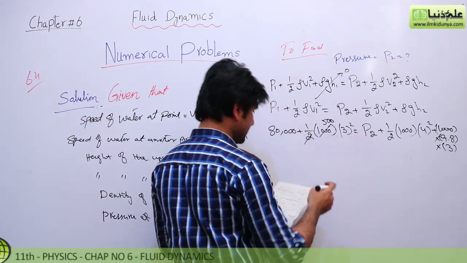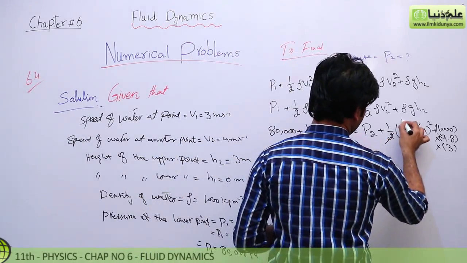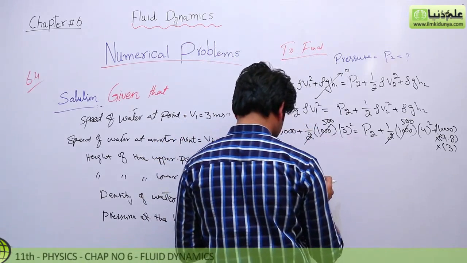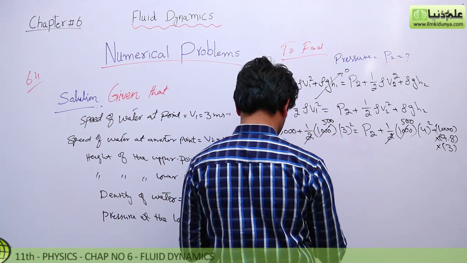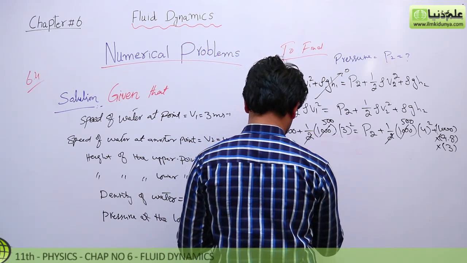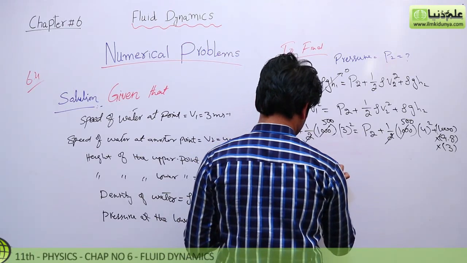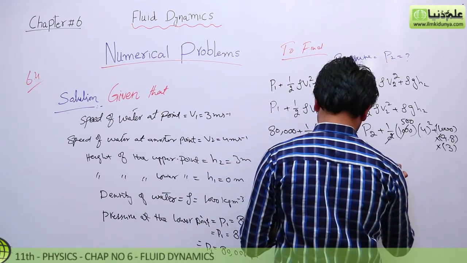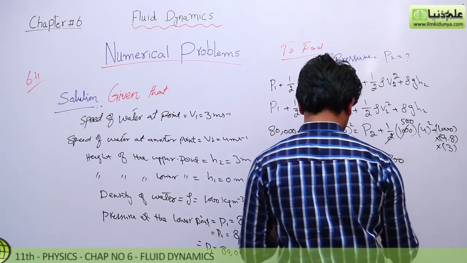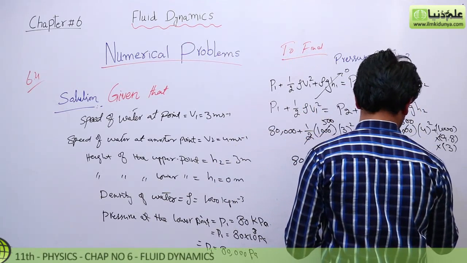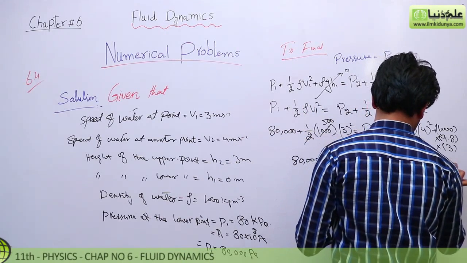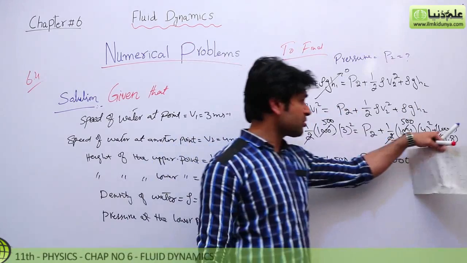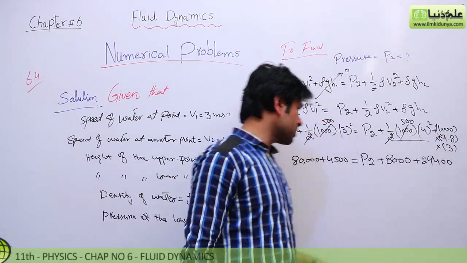When we will multiply this one, 500 and this should be 9. When we solve this, it should be also 500. When we solve this, then we will have, so when we solve this term, then we will have 8,000. Then we will solve this term, we will have 29,400.